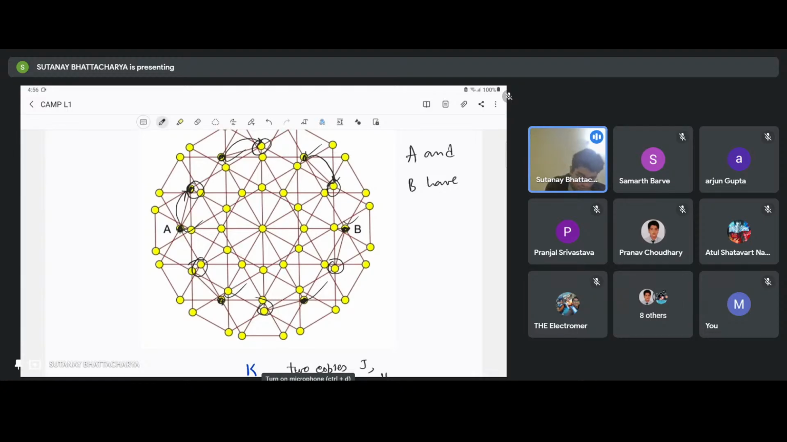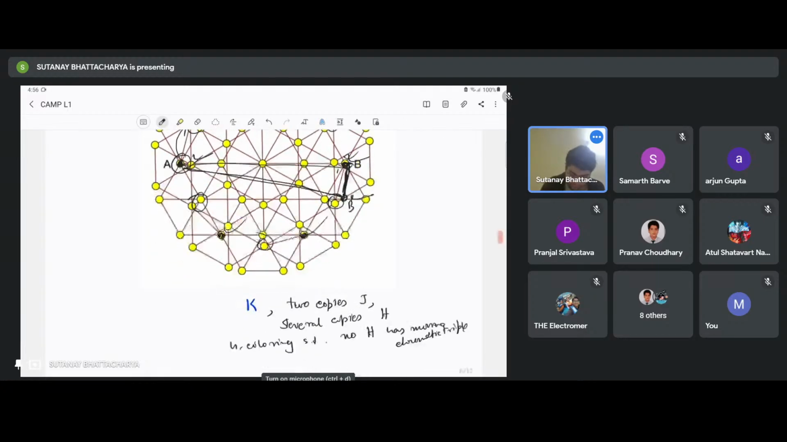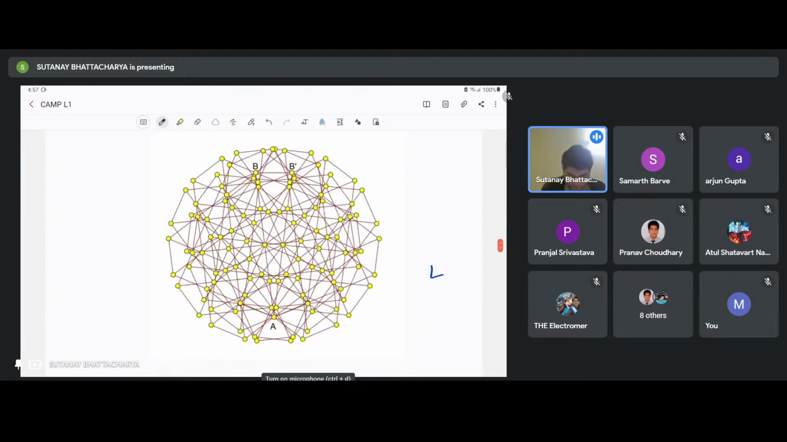So we rotate this around A such that there's a copy of B somewhere here, and this triangle would give us the contradiction, because A and B dash have to be of the same color, and they are at a unit distance, which is bad. This is what you get when you do this.